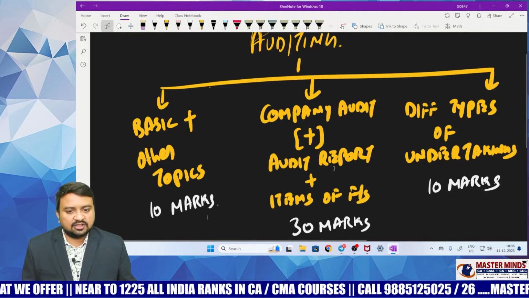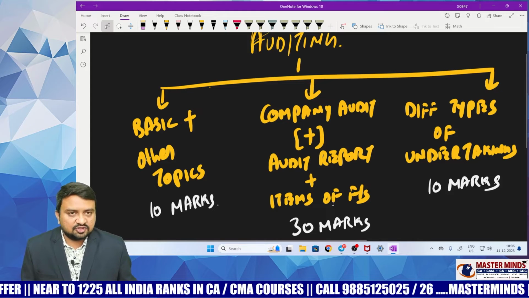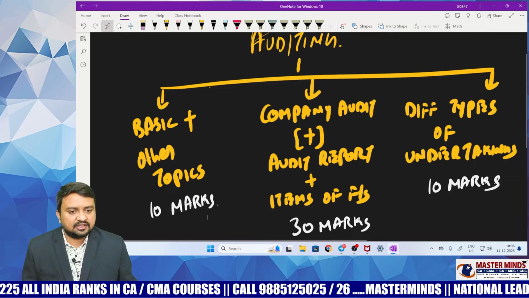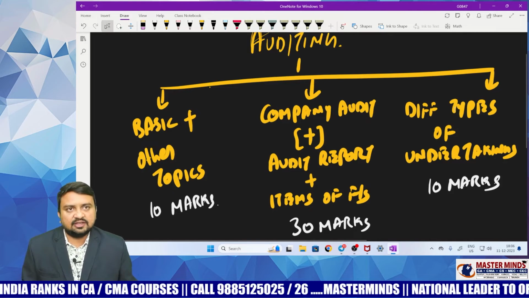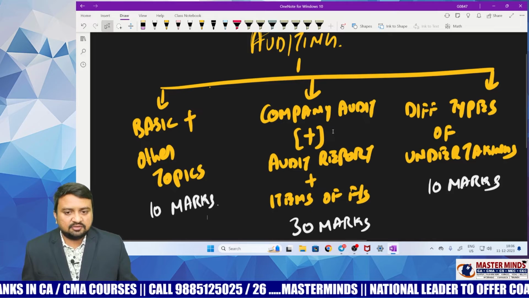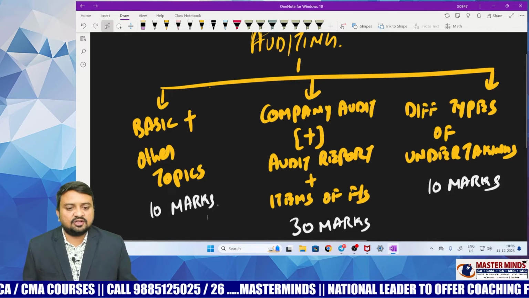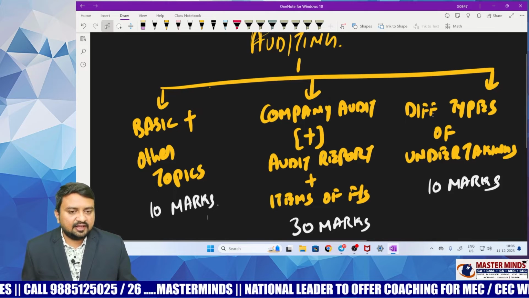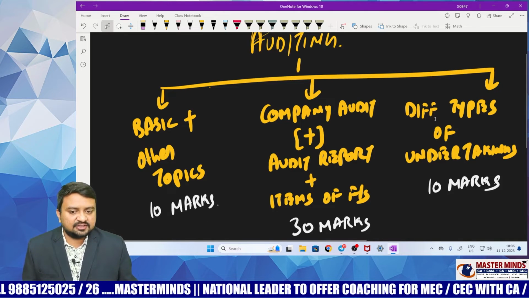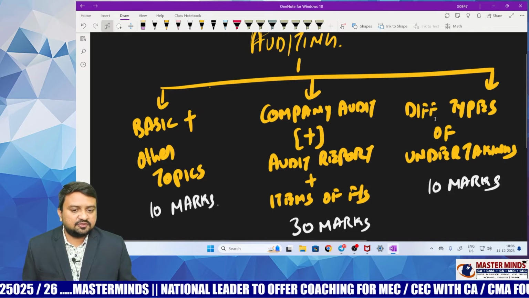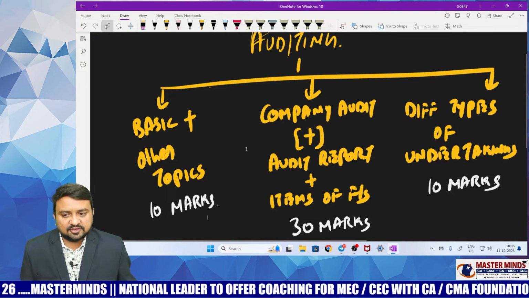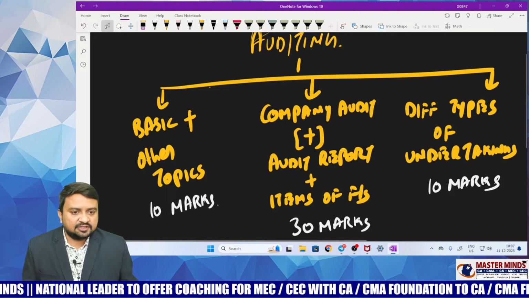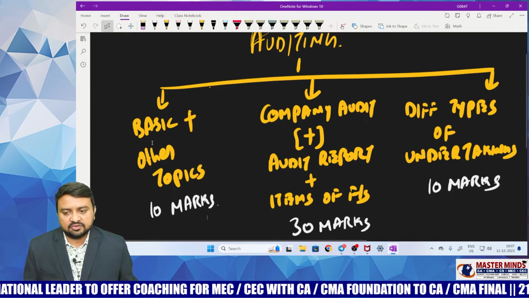That is company audit, audit report, and audit of items of financial statements. There will be a definite question from audit of items of financial statements and audit of different types of undertakings. So you should spend at least 2.5 hours for company audit plus audit report plus audit of items of financial statements, then as per your time availability at least 45 minutes for audit of different types of undertakings, and 45 minutes for basic topics and other topics.